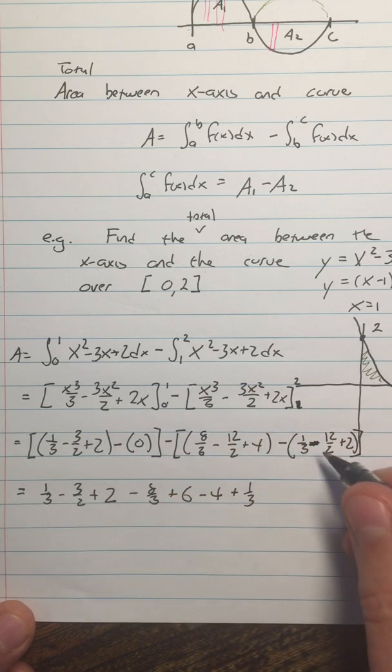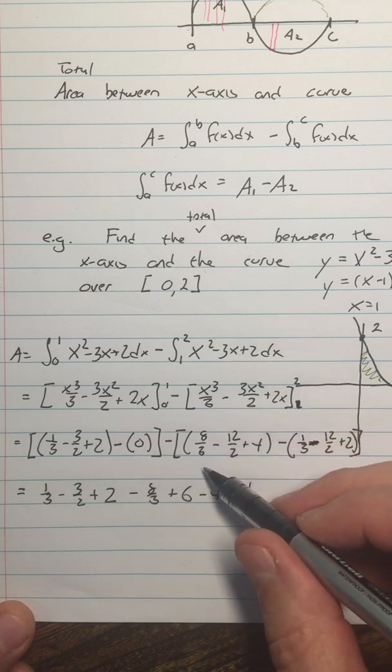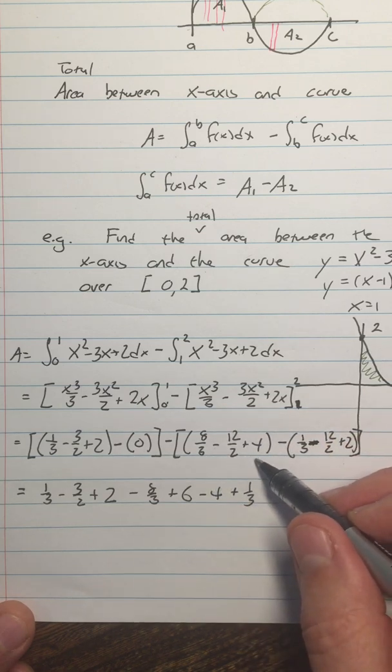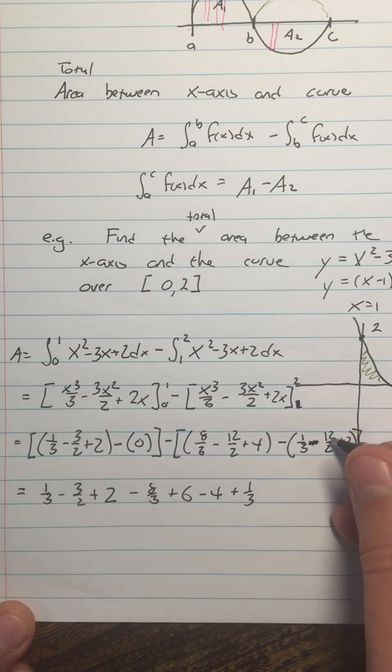Negative is minus 6. Something seems weird here. Something is weird. 8/3, 12/2, 4. 1/3. Oh, this should be 3 over 2, right?